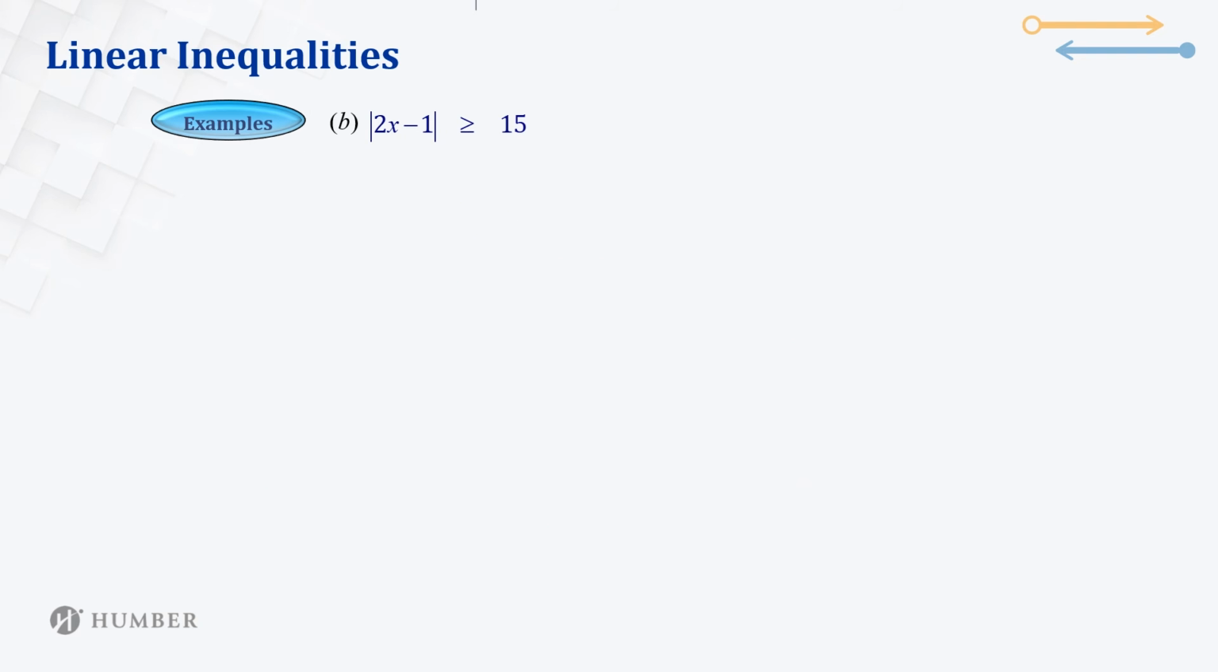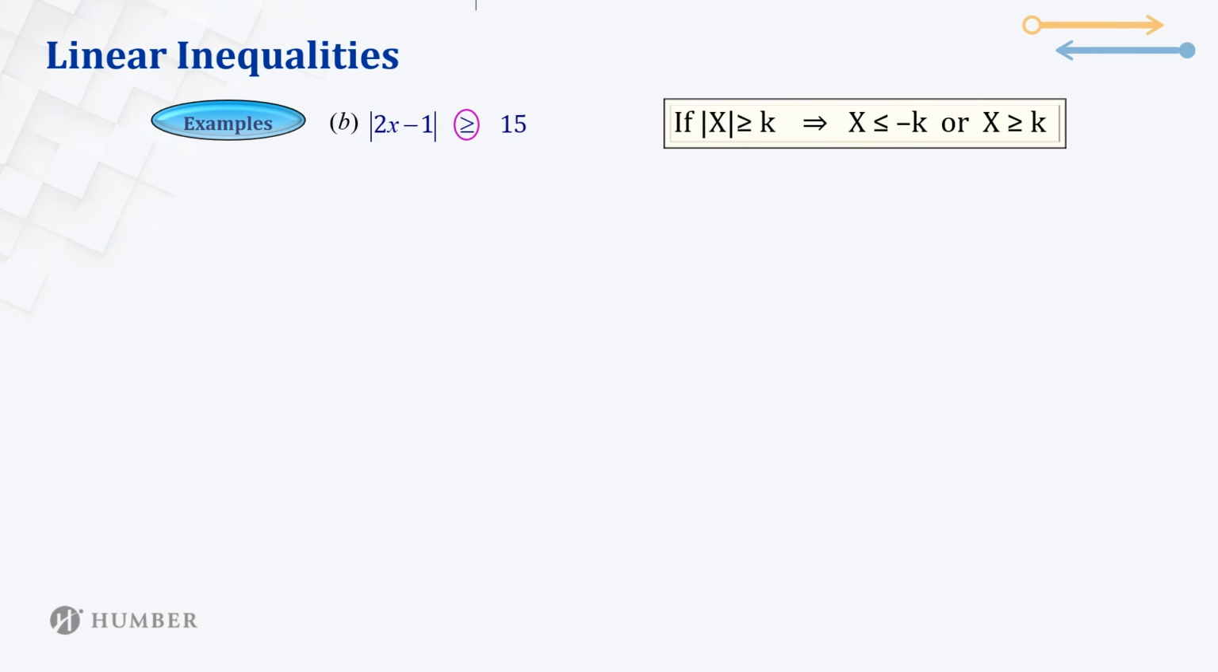This is an example of the second case. According to the rule, let's make two inequalities. For the first one, we write the original problem without the absolute value symbol. Another one should be less than or equal to negative 15. Notice that this one has an opposite direction of the inequality symbol with negative number. Please note that if this is a greater than symbol, then it must be OR situation.